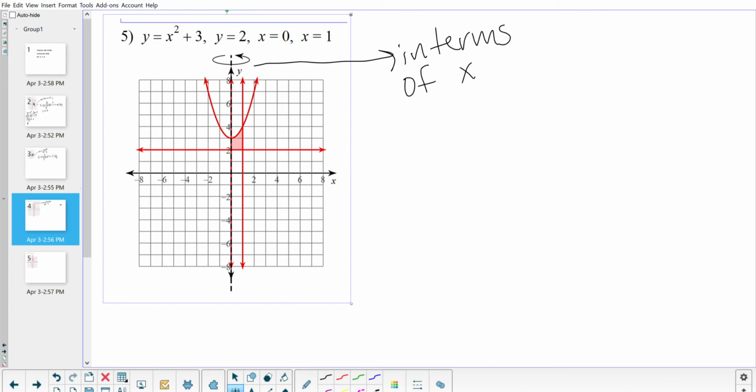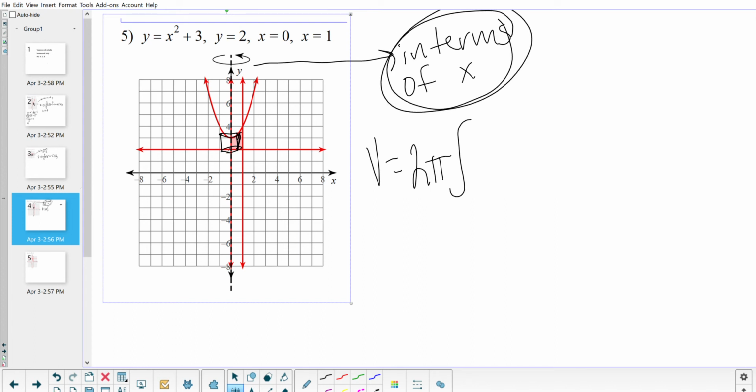Okay, shells are parallel, so we're going around the y-axis. I'm going to draw my little reference rectangle here so that it is parallel to the y-axis, and then my shell would look something like that. So volume would be 2 pi, and then x values now. So we're doing this in terms of x. Writing these little notes for yourself is probably a good idea. So in terms of x, I'm going to go from 0 to 1, it looks like.